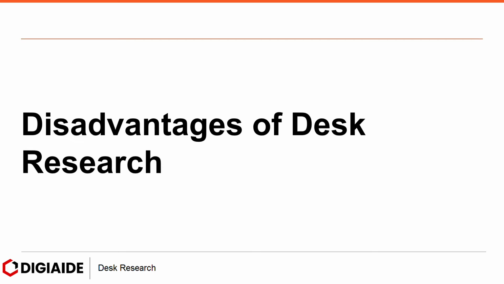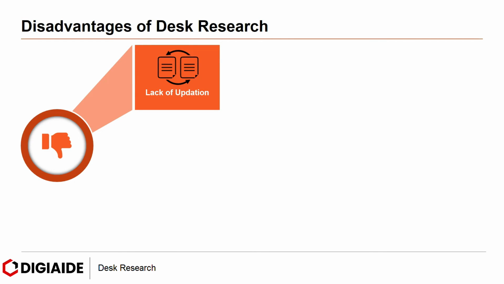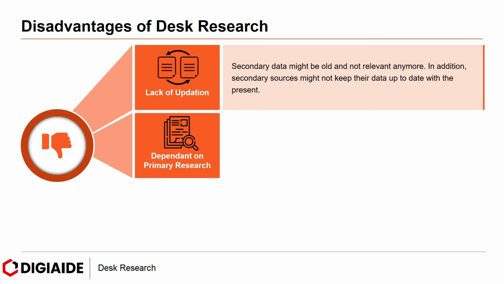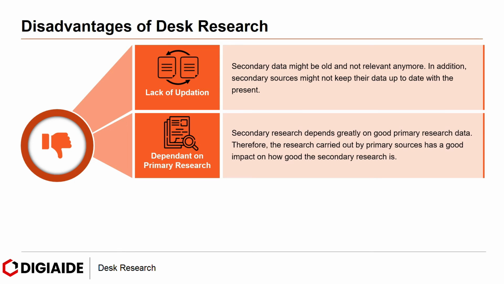And finally, moving on to the disadvantages of desk research. First, lack of updation. Secondary data might be old and not relevant anymore. In addition, secondary sources might not keep the data up to date with the present. Next, dependent on primary research. Secondary research depends generally on good primary research data. Therefore, the research carried out by primary sources has good impact on how the secondary research is.